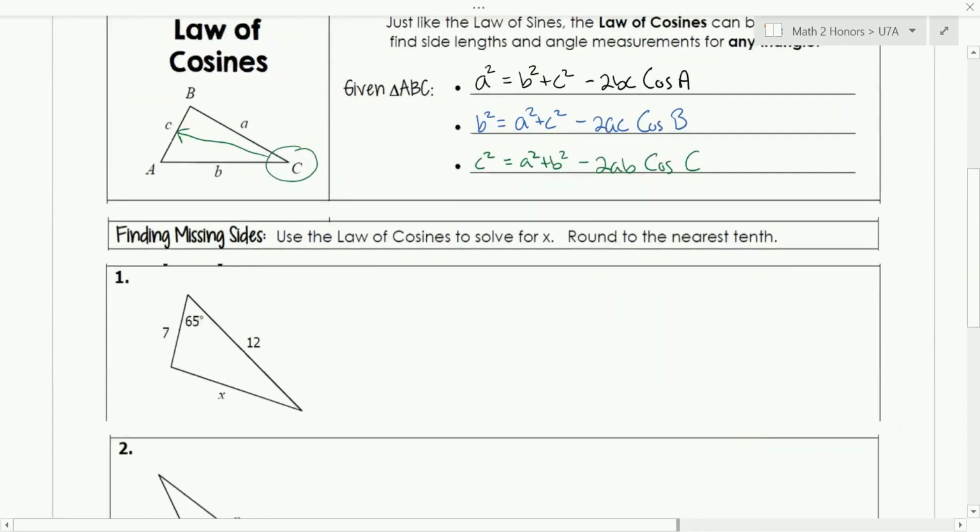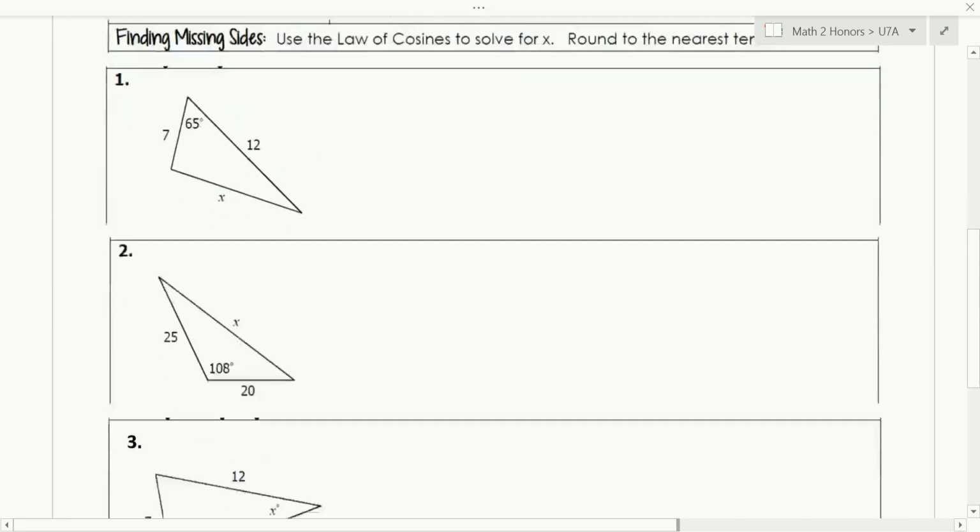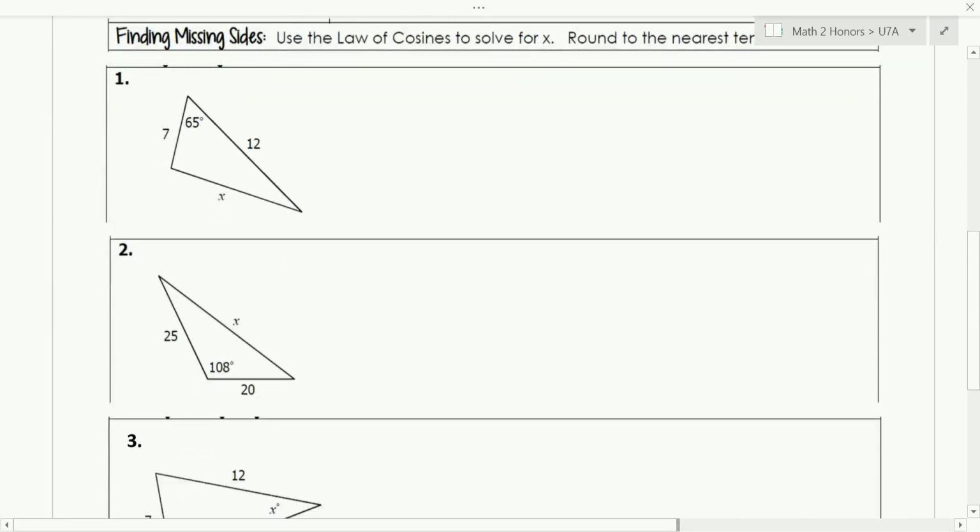But let's apply this, okay? When you're working with a triangle, first of all, if it's a right triangle, different method, right? But if it's not a right triangle, then you try the law of sines first. It's easier to remember, easier to work with. See if it works. Would the law of sines work here?